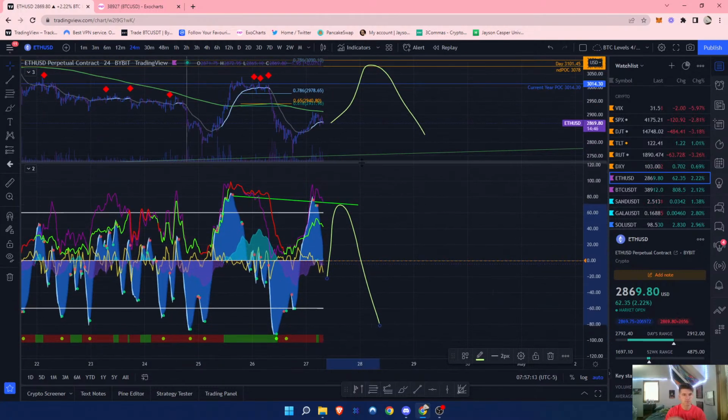See that? And then of course we don't want to see money flow going above here. So this could be a possibility. Money flow is already down here, so it could play out.